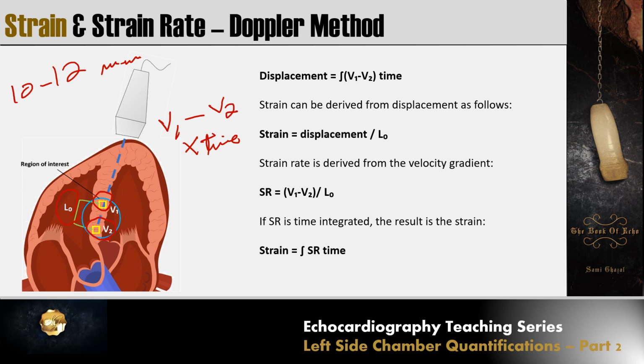However, V1 and V2 are not constant. Maybe at the beginning of systole, they will start somewhere here, and they will go up in the middle of systole, and they start going down toward the end of systole.